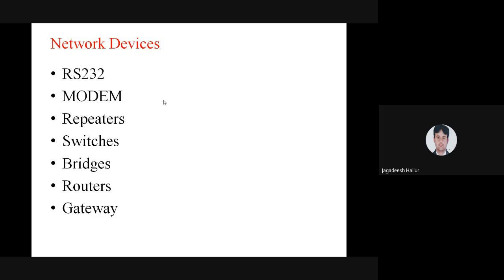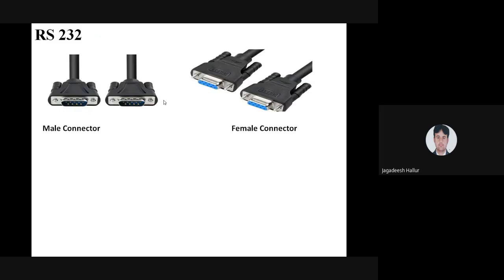In that, the first network device is RS-232. I think you have seen this cable. In day to day life, we use this cable on your PC, that is your personal computer. At the backside of your CPU, you connect this cable for connectivity of your projector or any other network. That is RS-232.